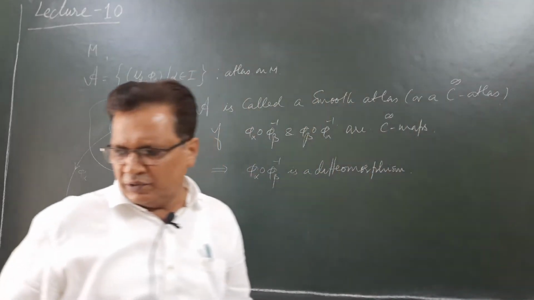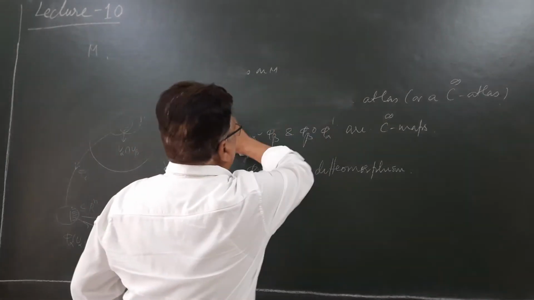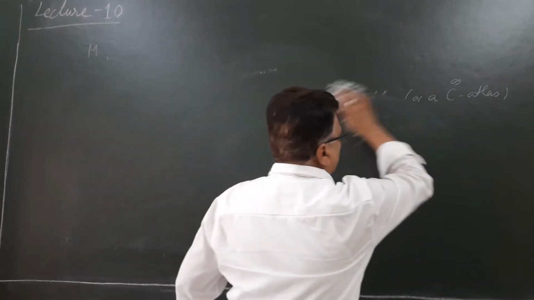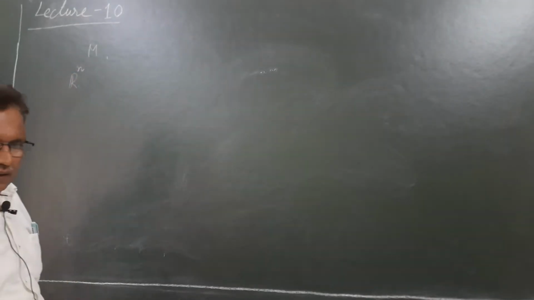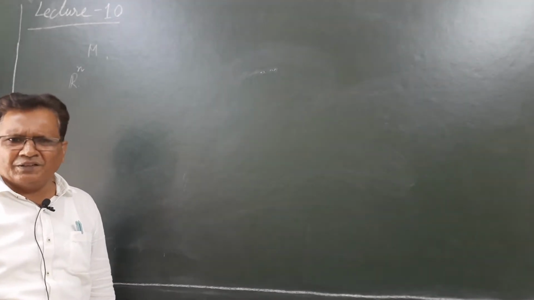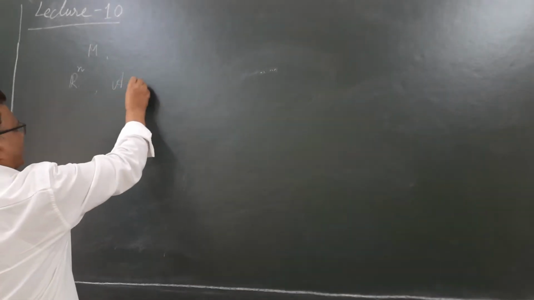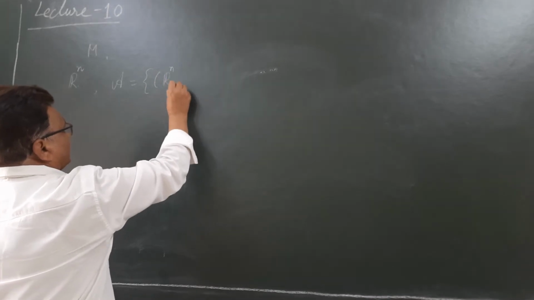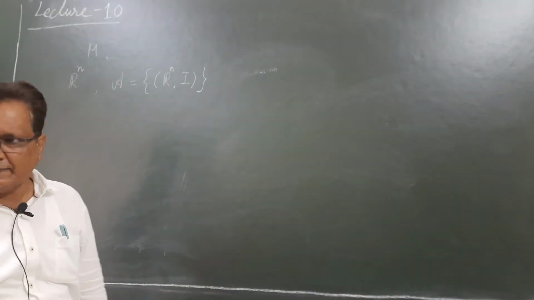So, let me start from the trivial one. The first example that we talked about was the space R^n. We observed that this is a topological manifold of dimension n, and the atlas on R^n consists of a single chart. The whole R^n is open in itself. The identity map is a homeomorphism. So, this gives me an atlas.